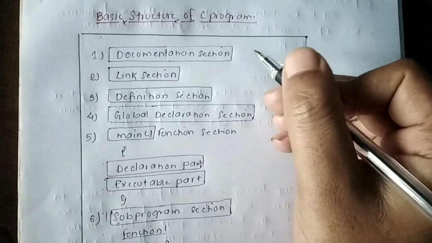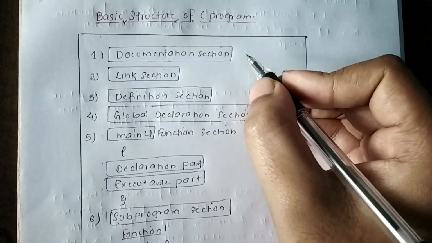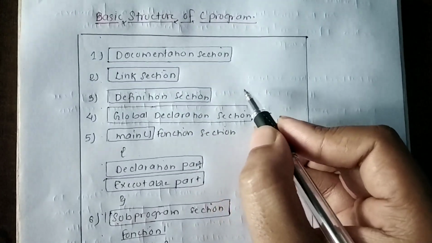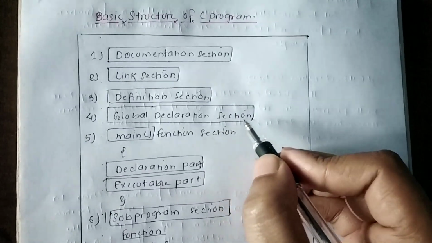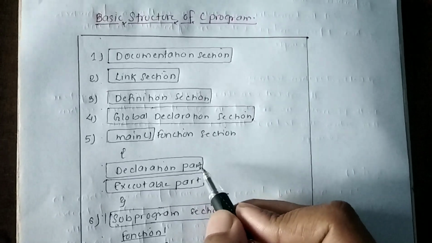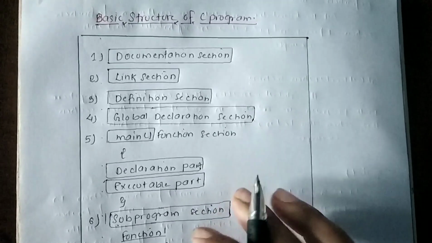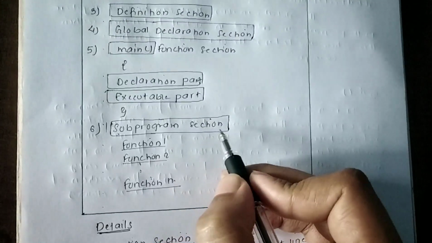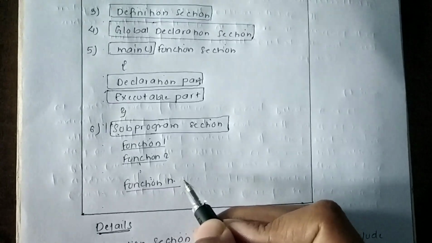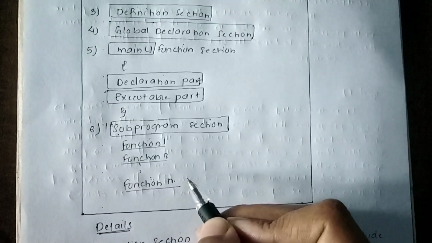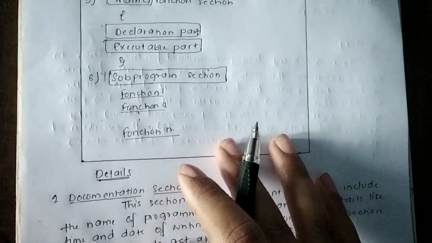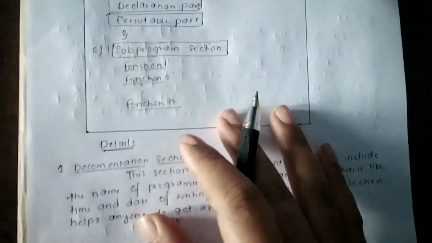So let us start. First one is documentation section, second one is link section, third comes definition section, fourth goes global declaration section, fifth one is main section, which consists of the declaration part and executable part. Sixth one is subprogram section, consisting of various functions, such as user-defined functions. Any C program consists of 6 main sections. Below we'll discuss a brief explanation of each of them.